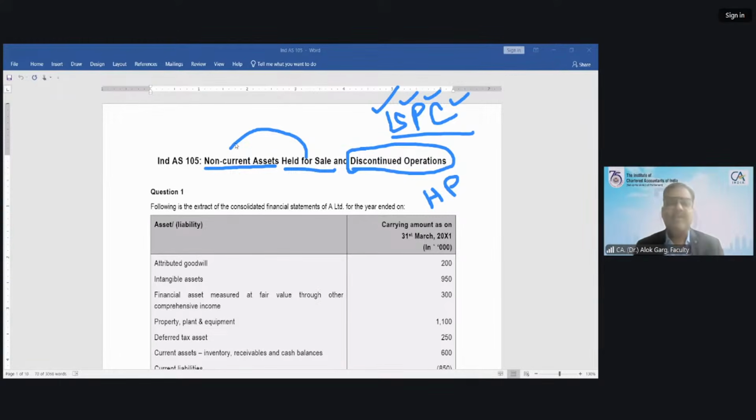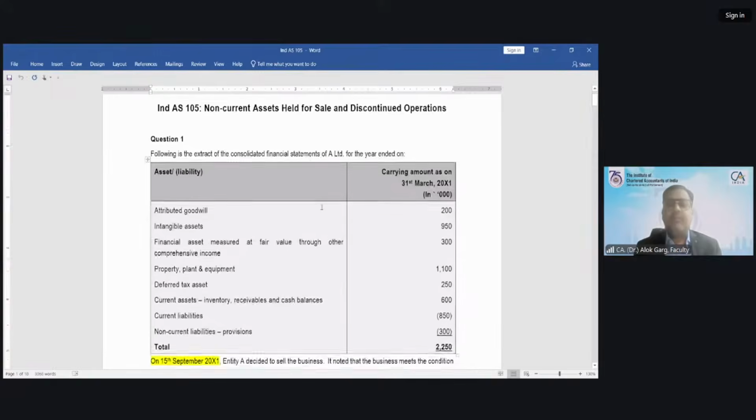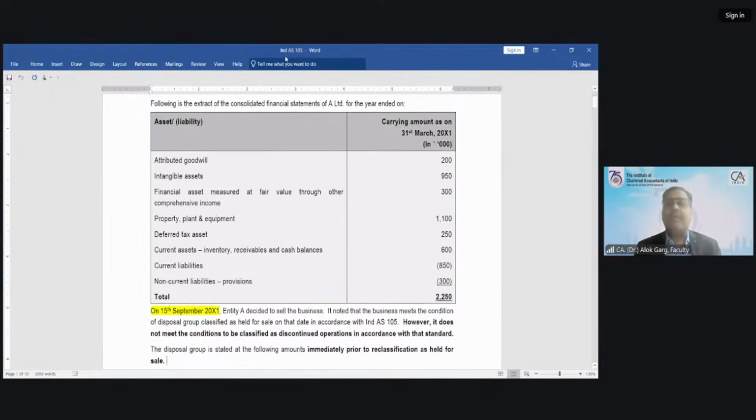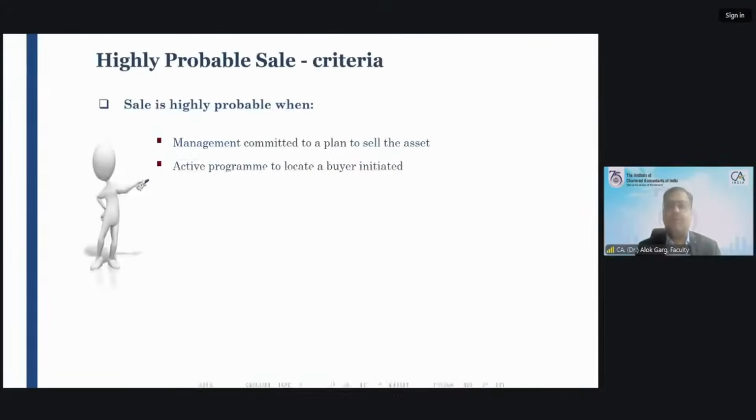This is a revisionary class. This is not the first class on Ind AS 105. I have revised the basic concept, the coverage, how it is going to be recognized, and when an asset is classified as held for sale, how it is going to be measured. Now, first of all, I'll quickly take one of the questions from my PowerPoint presentation, and then I'll move to the question in the Word file. Sounds good, Saminathan?